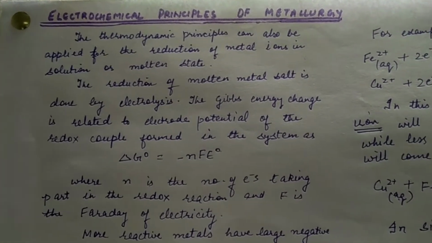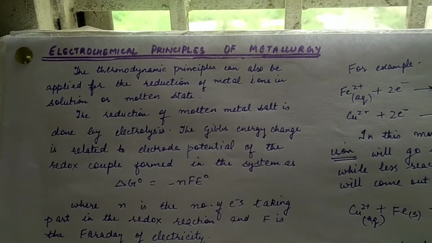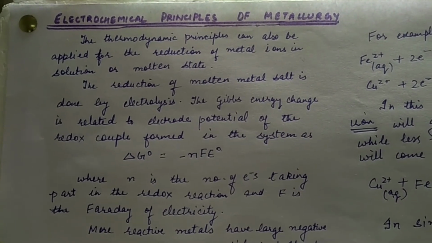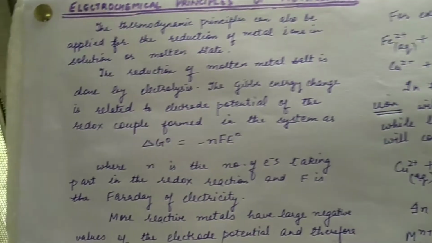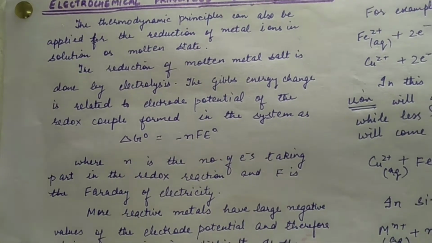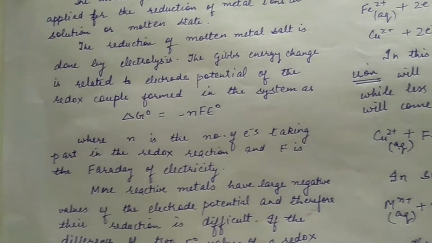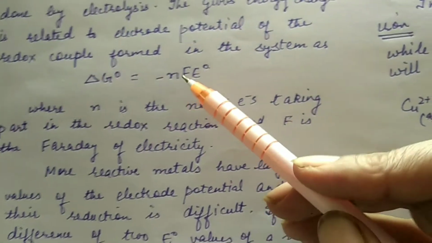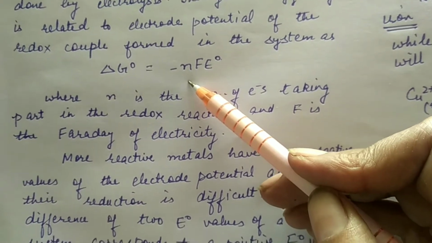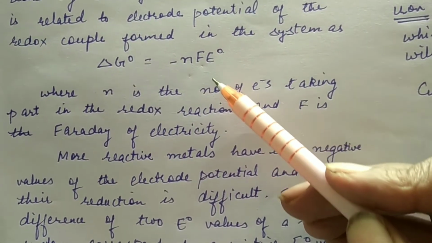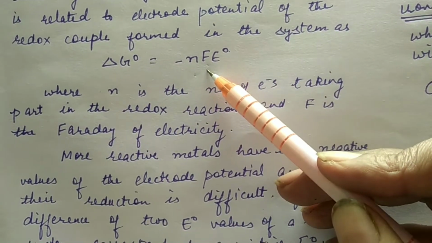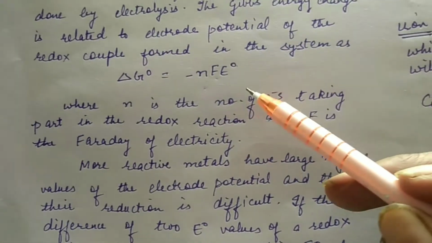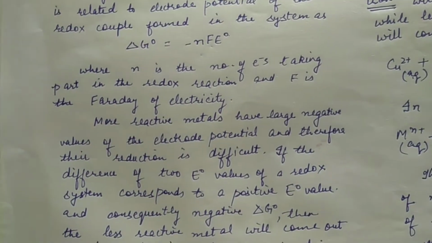Our topic for today is electrochemical principles of metallurgy. The thermodynamic principles can also be applied for the reduction of metal ions in solution or molten state. For that, the reduction of molten metal salt is done by electrolysis, and the free energy change for the reaction is minus nFE0, where n is the number of electrons taking part in the redox reaction and F is the Faraday of electricity equal to 96500 coulombs. E0 is the standard electrode potential of the cell.